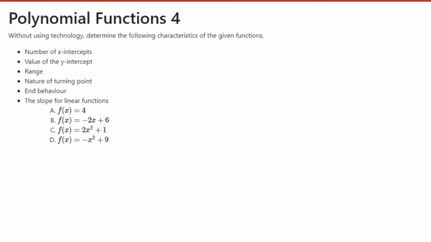Without using technology, determine the following characteristics of the given functions: number of x-intercepts, value of the y-intercept, range, nature of turning point, end behavior, the slope for linear functions. We're given 4 different functions, and to determine the following characteristics, we're going to sketch them out.